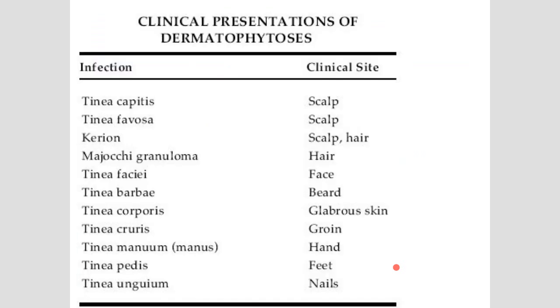Now, again, the same thing. You will see different infection names, and these are the clinical sites that we normally see. One important thing that you will see, I gave you the example of inguinal, is that if I was to ask you about glabrous skin, we're talking about the tinea corporis, and that's the inguinal area, like a diaper rash for the babies. So it's very common for both male and female to have infections in that particular area.